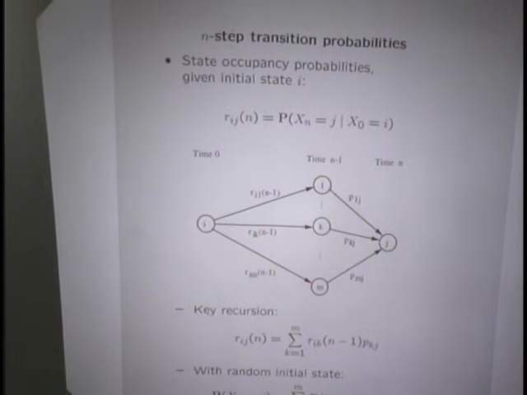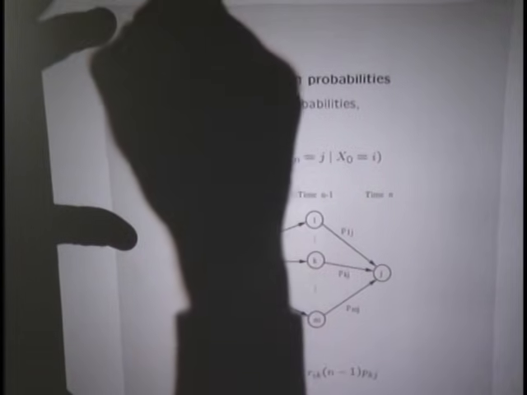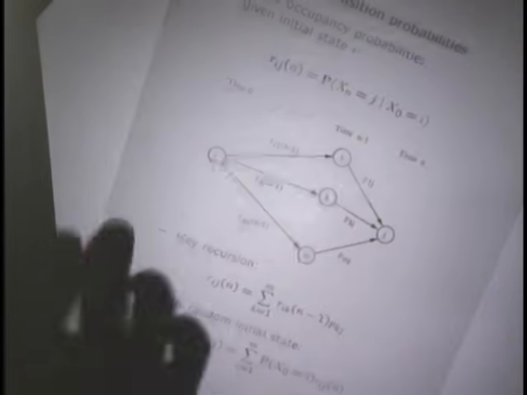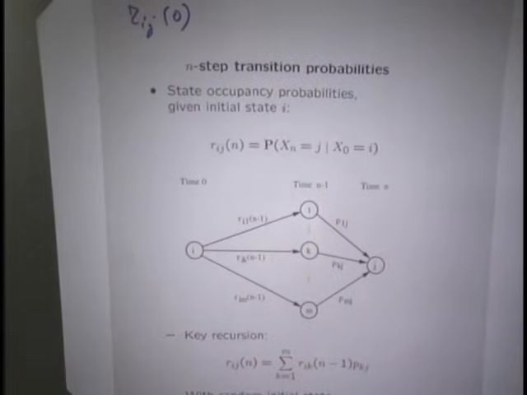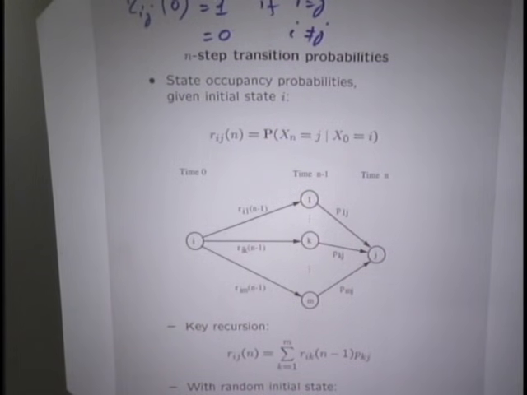Some of these transition probabilities are, of course, easy to write. For example, in 0 transitions, you are going to be exactly where you started. So this probability is going to be equal to 1 if i is equal to j, and 0 if i is different than j. Okay, that's an easy one to write down.